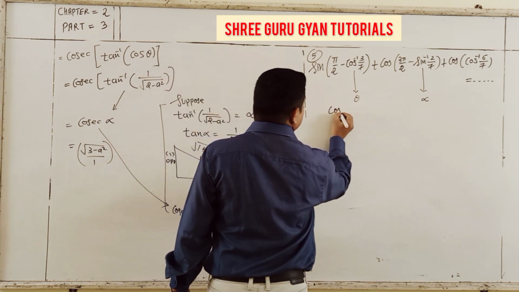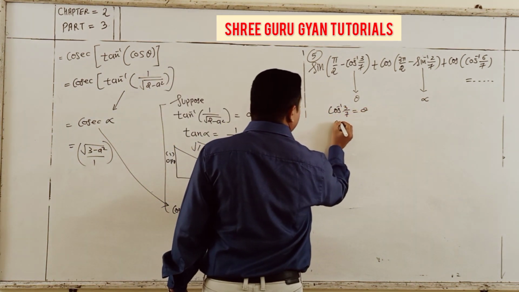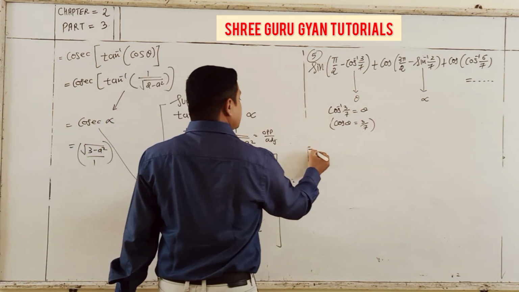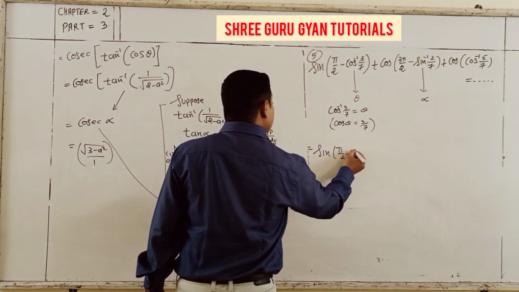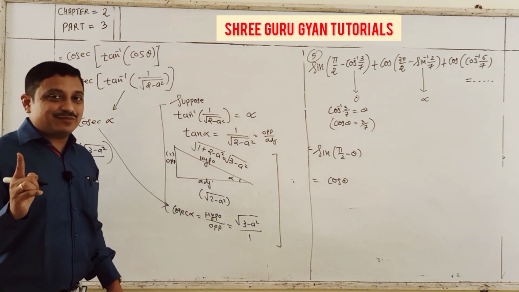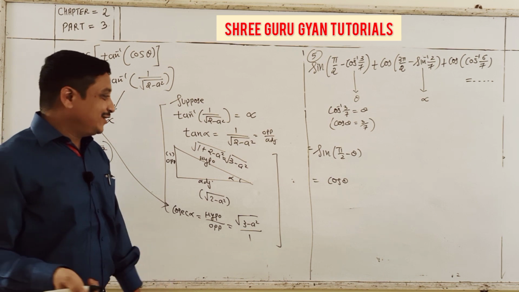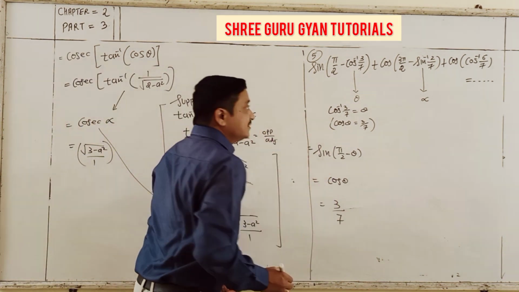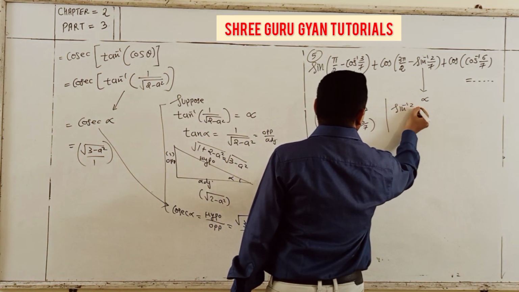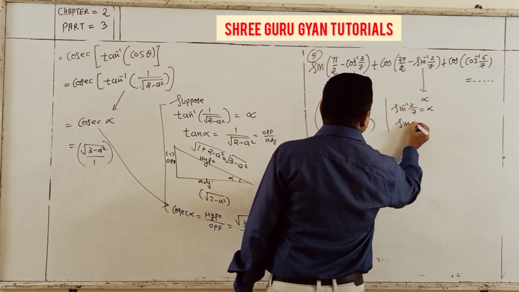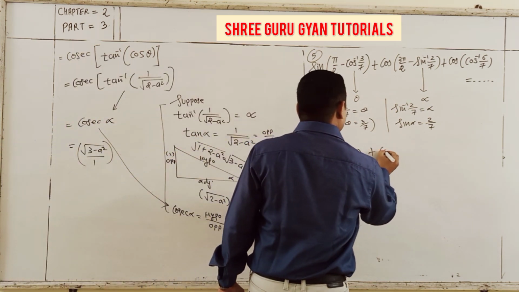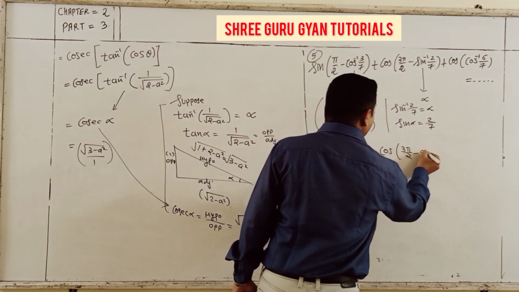So cos inverse 3 by 7 is theta, very easy, cos theta is 3 by 7. And if you calculate sine of 90 minus theta, that is very well known, cos theta, the quadrant is first, so directly positive cos theta, and cos theta I know is 3 by 7. Now moving towards the next part. Here sine inverse 2 by 7 I will take as alpha. So sine alpha is 2 by 7, and put down here cos of 3 pi by 2 minus alpha.